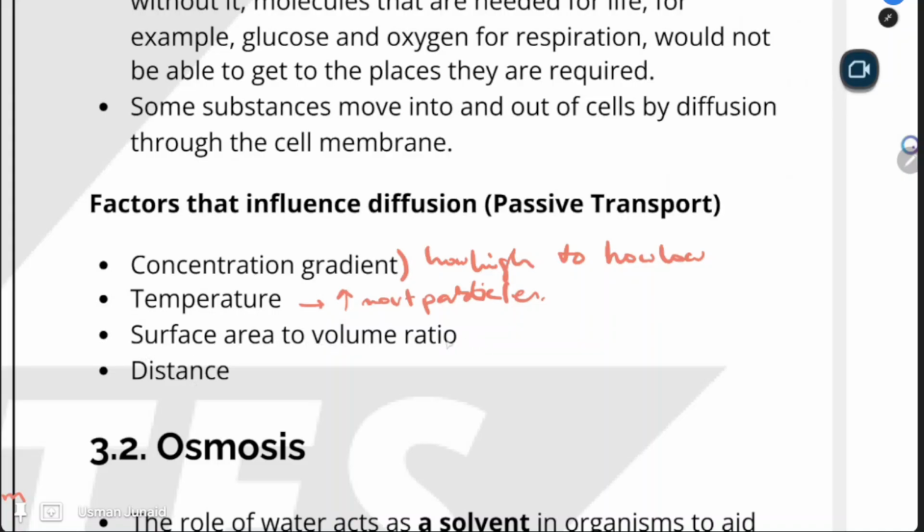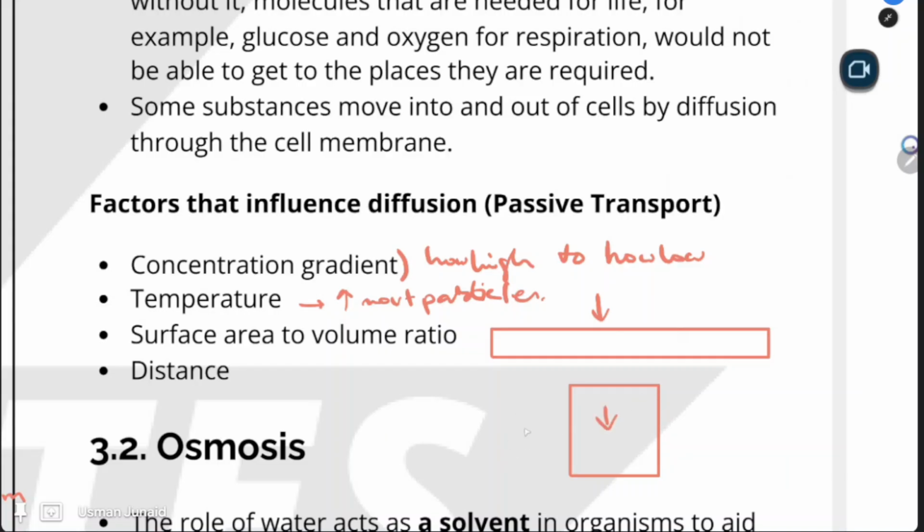Okay. Surface area to volume ratio. When you have an increased surface area, right? For example, you have an increased surface area, or you have a smaller surface area. This will have a greater rate of diffusion than this.